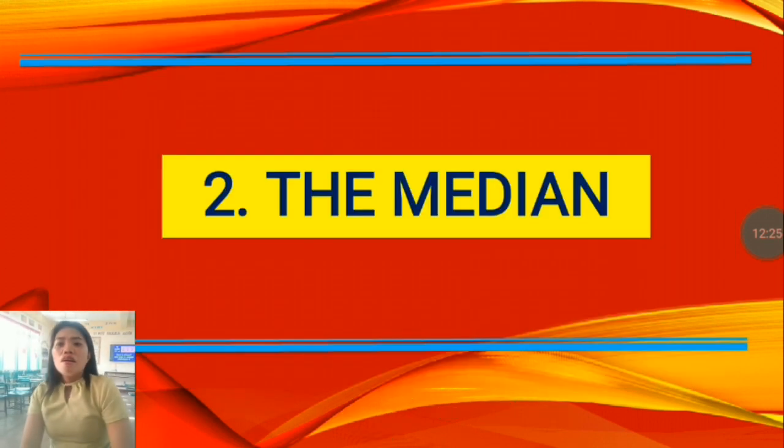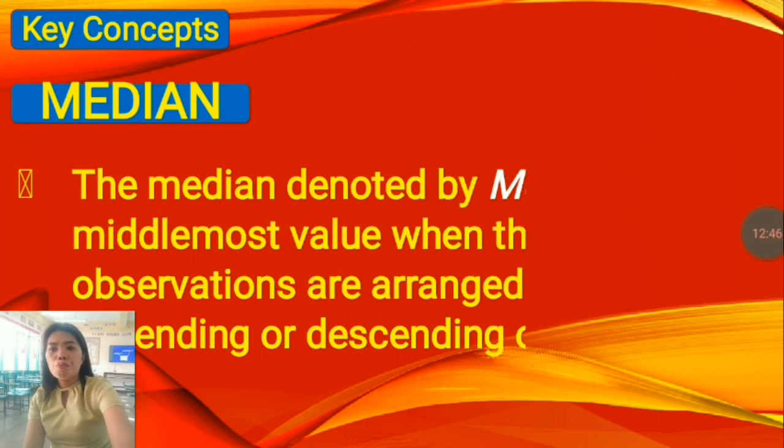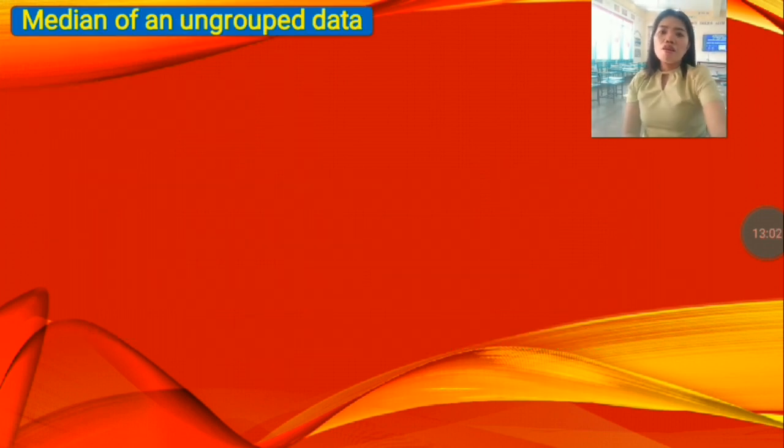Okay. Now let's proceed to the next measure of central tendency, and that is the median. Same with the mean, we're going to start solving the median from ungrouped data, meaning from raw data. So let's start with the key concepts. The median, denoted by MD, is the middlemost value when the observations are arranged in either ascending or descending order.